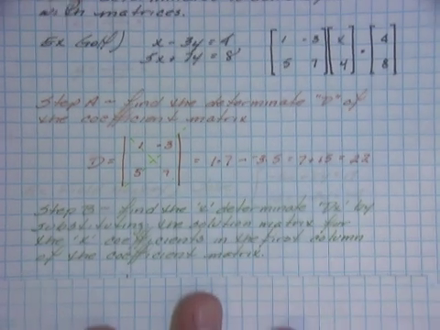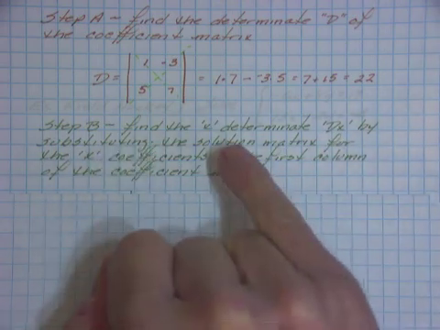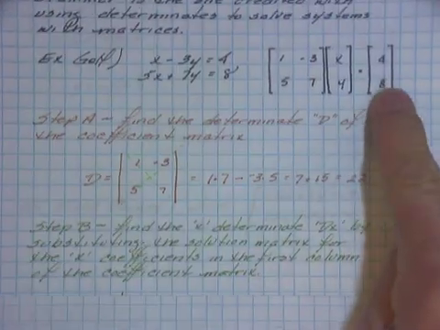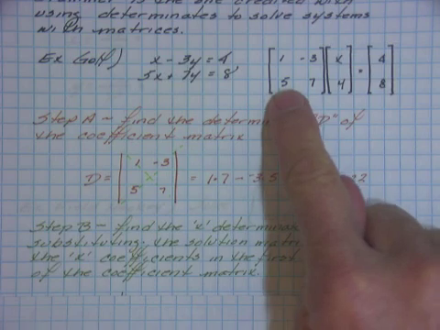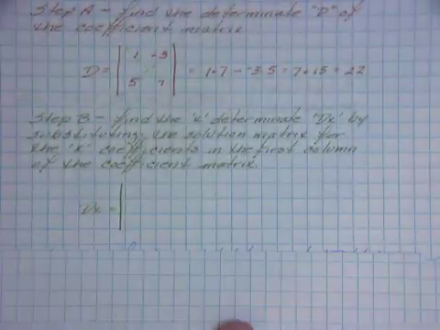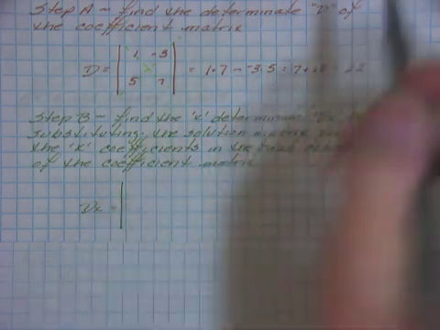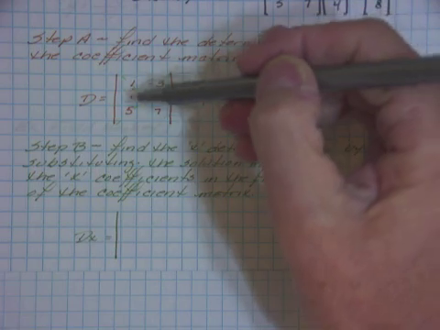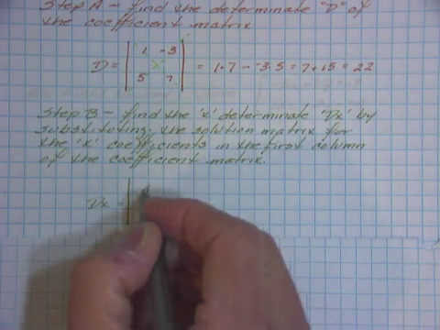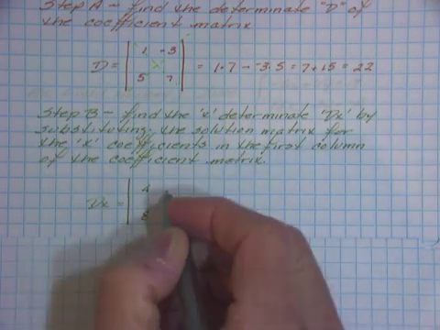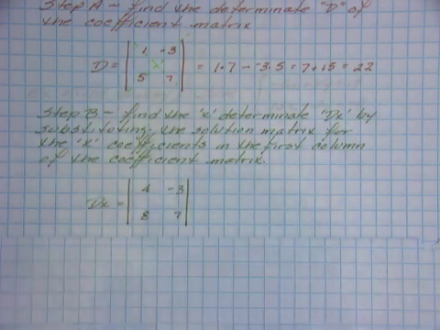Now we're going to find the X determinant. And I've written a description on what you do. We do that by substituting the solution matrix for the X coefficients in the first column of the coefficient matrix. Here's what that looks like. So we take the X values, this 1 and the 5, and we replace them with the 4 and the 8, and then the Y coefficients stay right where they were.